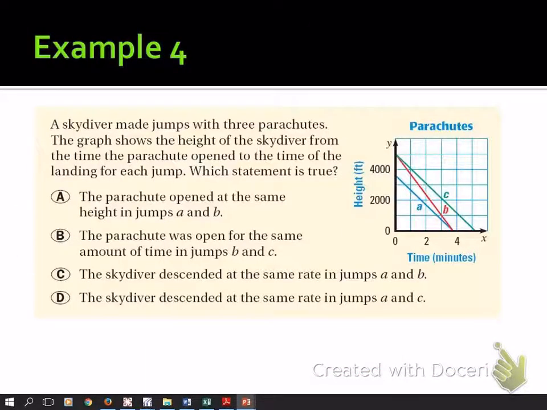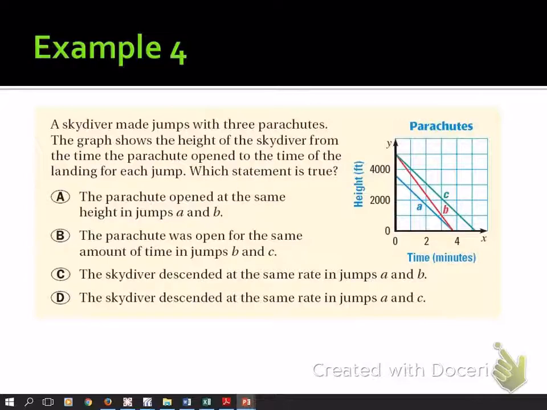All right. A skydiver made jumps, next example, with 3 parachutes. The graph shows the height of the skydiver from the time the parachute opened to the time of the landing for each jump. Which statement is true? First, answer A. The parachute opened at the same height in jumps A and B.